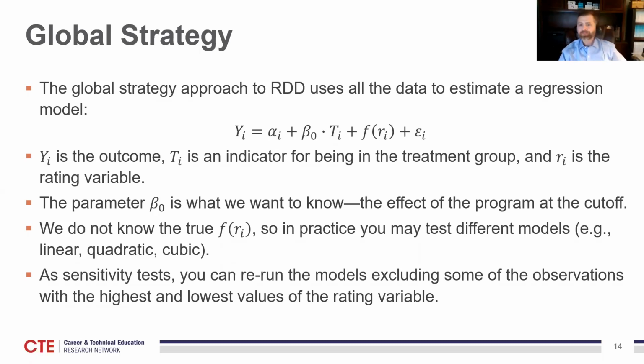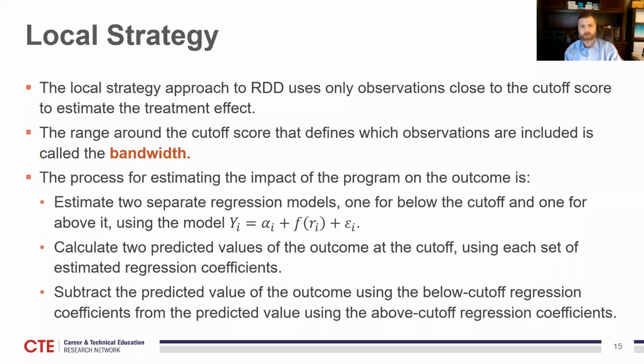Once you've figured out which of the models fits the data the best, then you can do some sensitivity tests. One way of doing this is to go back and re-estimate your preferred model, but drop some of the observations at either extreme of the rating variable. So you can re-estimate the model and drop, say, the outermost 1% of the rating variable values, or the outermost 5% and so on. So you're excluding observations on either tail of the rating variable, and seeing if your point estimate is very sensitive to those exclusions. If it is, that's a suggestion that the functional form may be misspecified, so that perhaps the estimate is really being driven by some of those extreme observations. Okay, so that's the global strategy, and that's all we're going to talk about with respect to the global strategy.